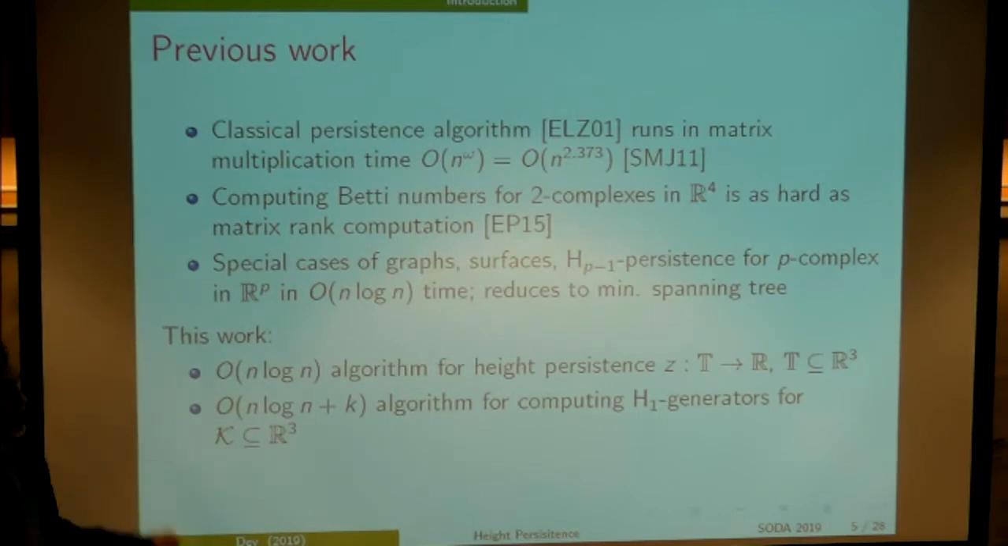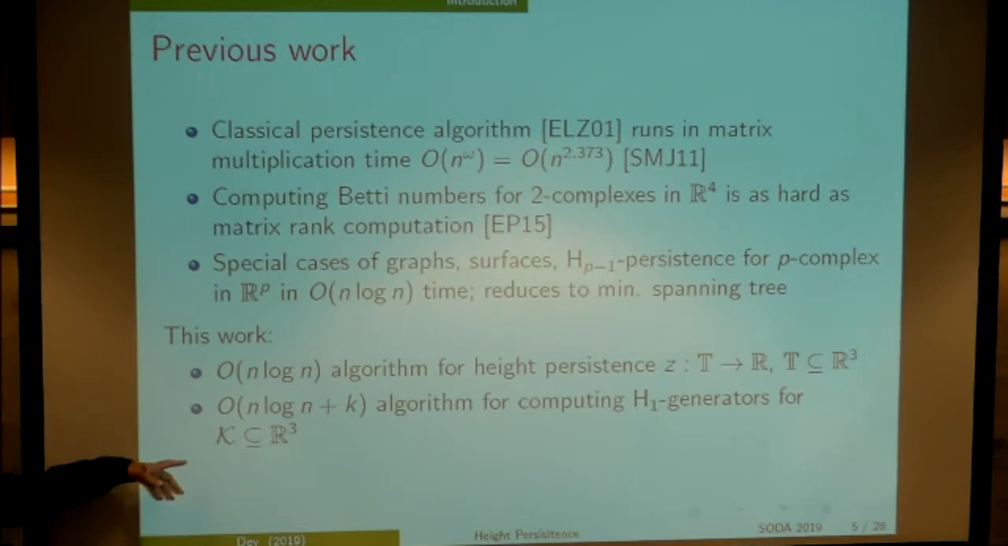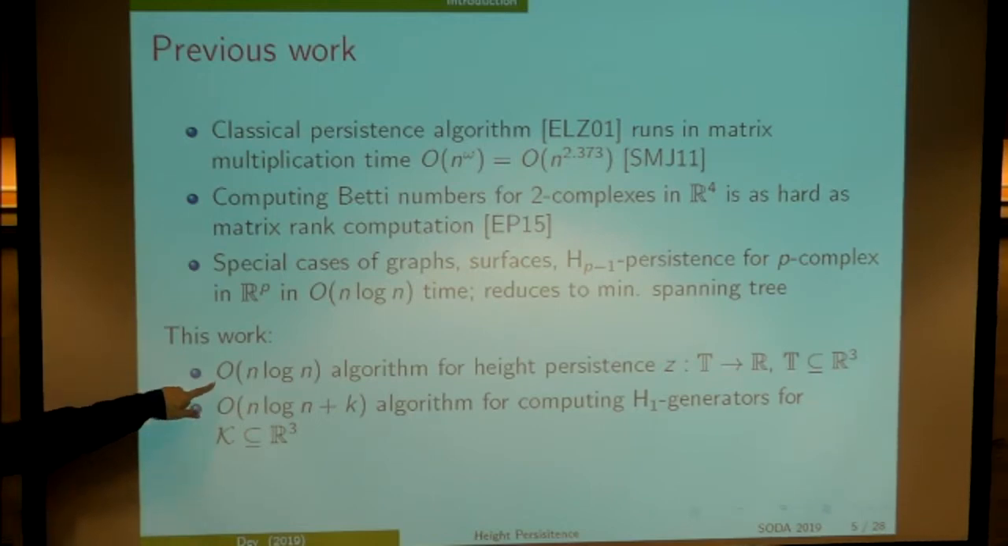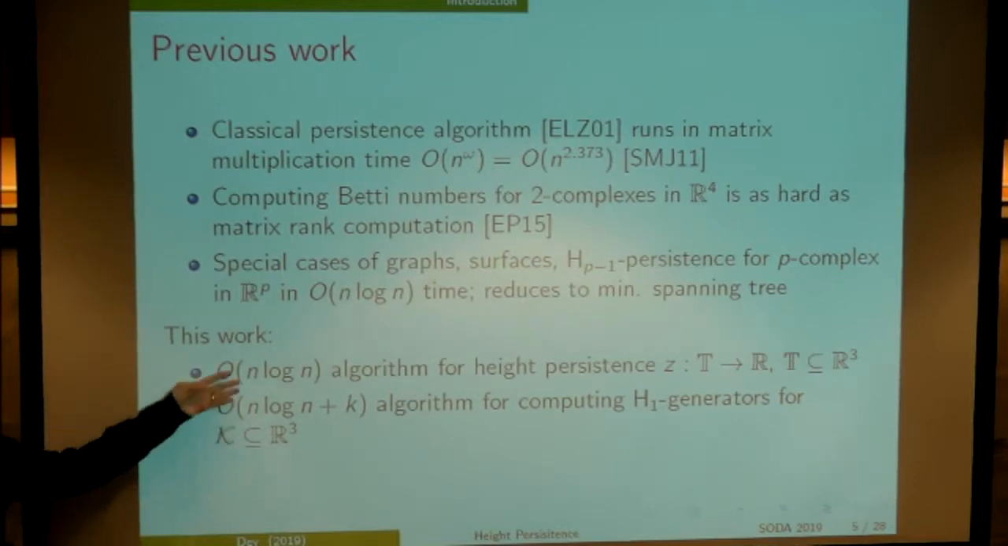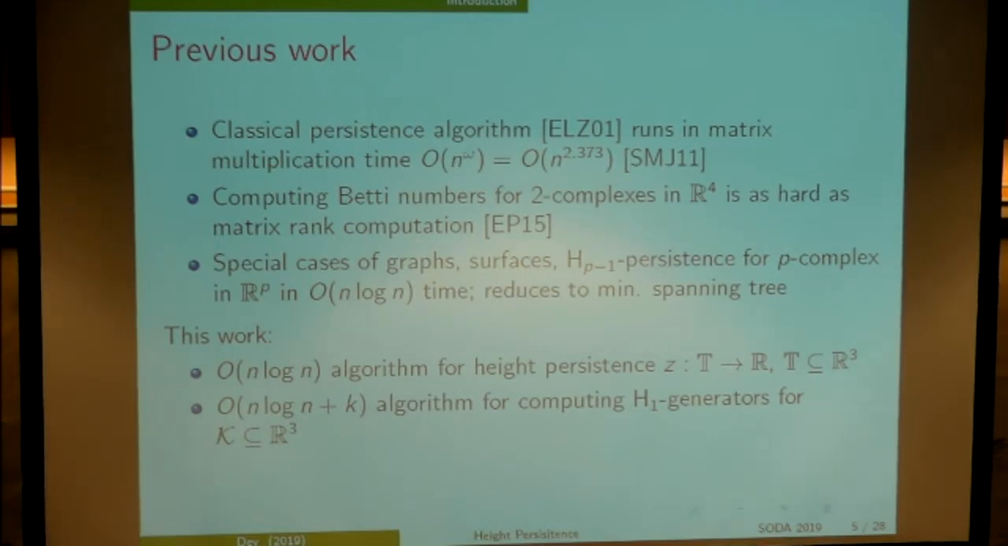This is optimal. You cannot do better than that, right? And this one actually is a side effect of this algorithm. Basically, it falls out of this algorithm. By the way, for 2-complexes in R3, the main persistence which is hard is H1. H0 is easy. H2 is also easy. H1 is the hard one, and that's what I'll focus on for 2-complexes in R3.